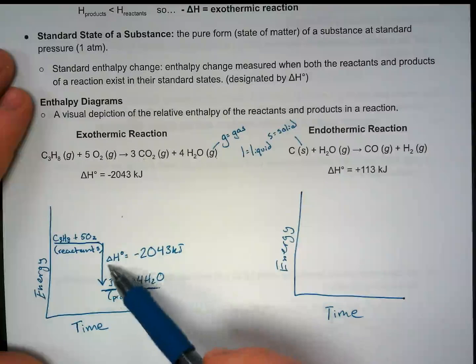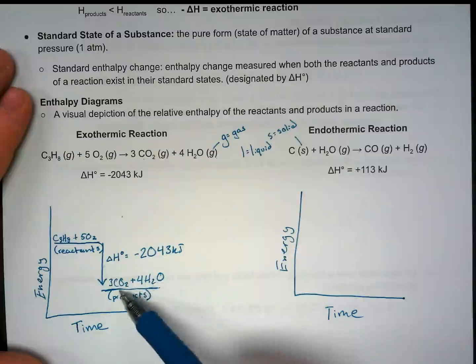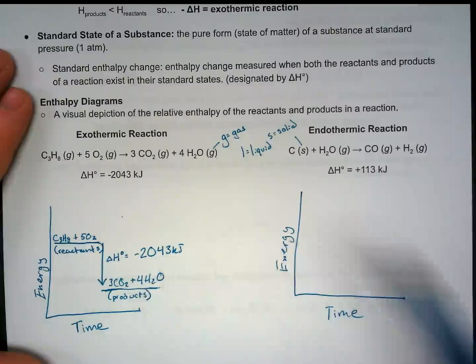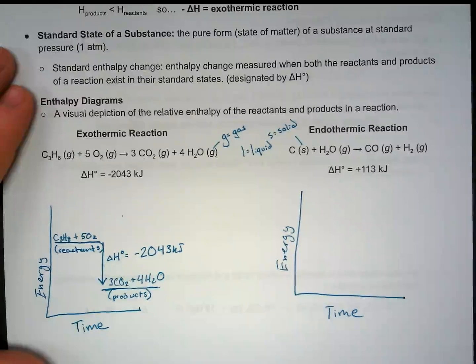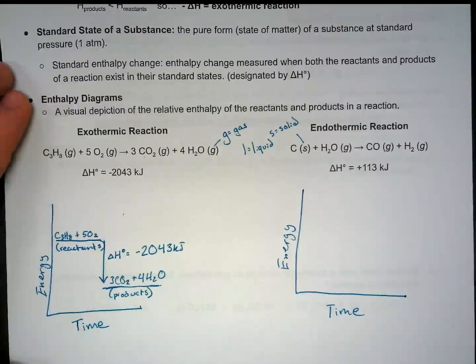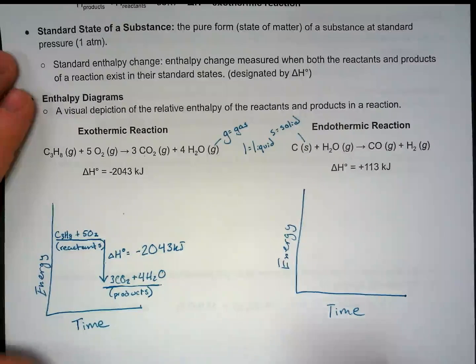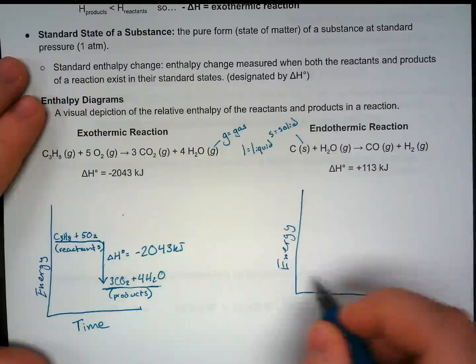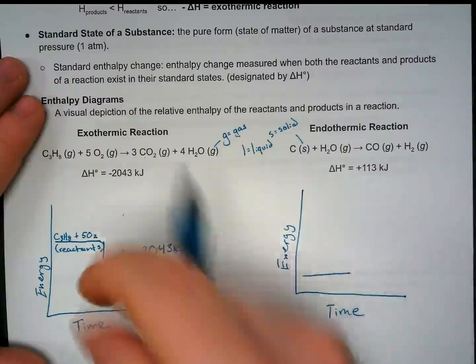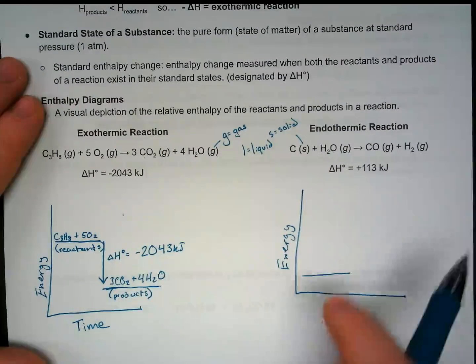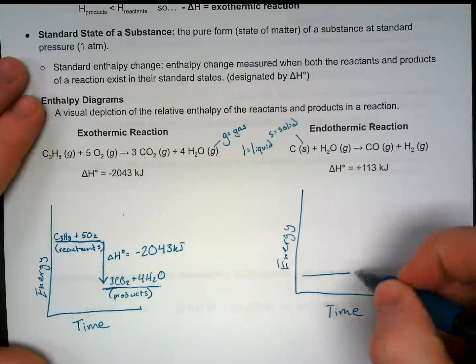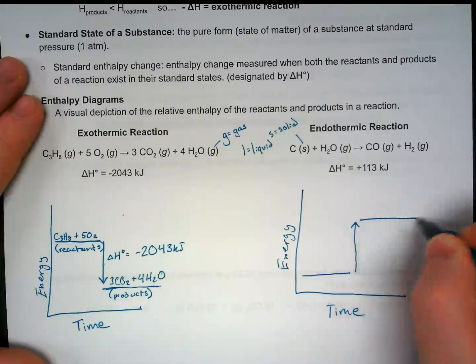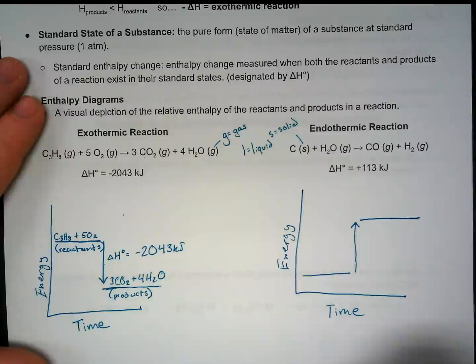in oxygen. We're going to lose this amount of energy, and our products CO2 and H2O are going to be produced. And so that would be it right there. That is what we would have for our diagram. For an endothermic reaction, it's just kind of the opposite. Instead of going from a higher to a lower energy state, we're going from a lower to a higher energy state.